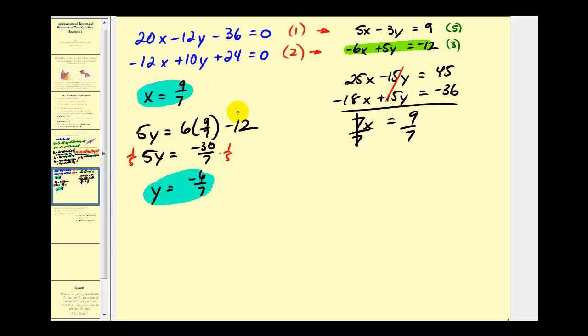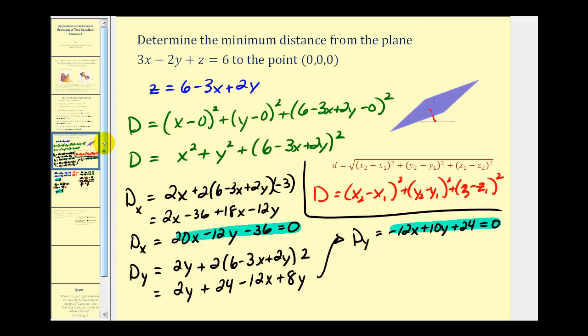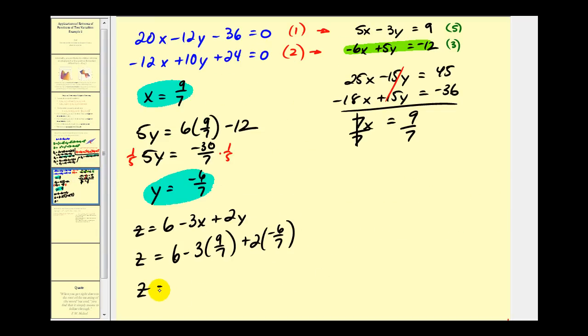We should probably go ahead and determine z. Remember, we had an equation for z on the other slide. We have z equals 6 minus 3x plus 2y. So let's go ahead and determine z while we're here. For the sake of time, I've already determined this. It comes out to 3/7. So what we have so far are the three coordinates that we think will minimize or maximize the distance between the plane and the origin.